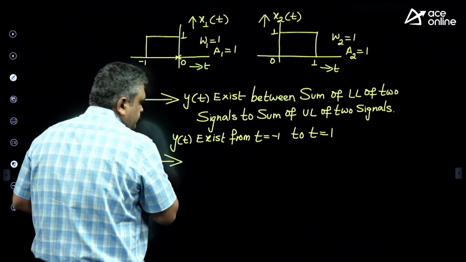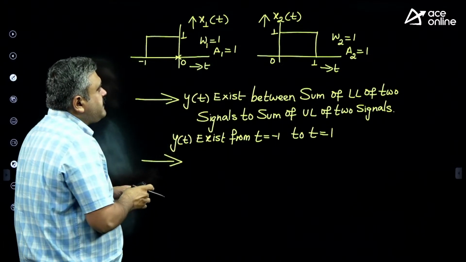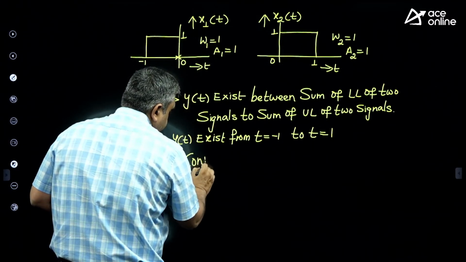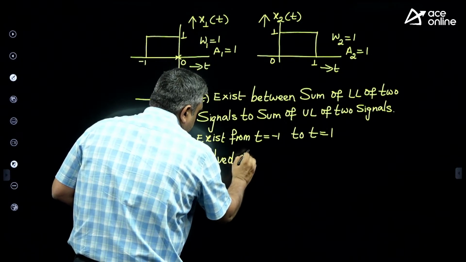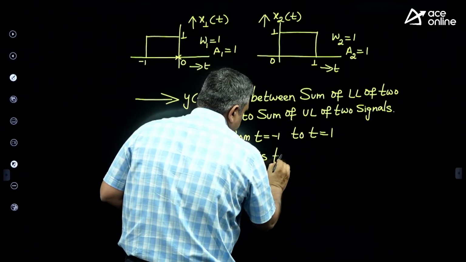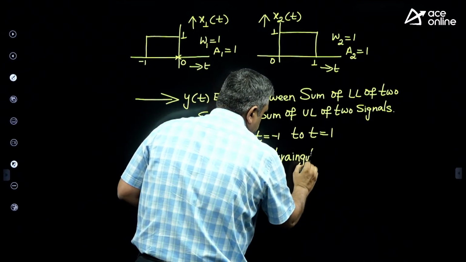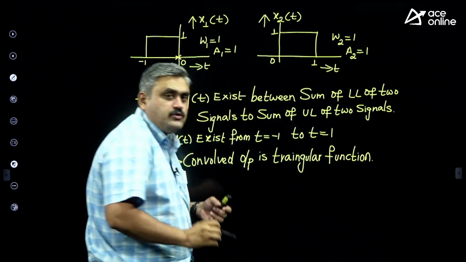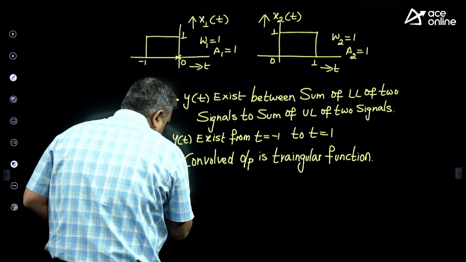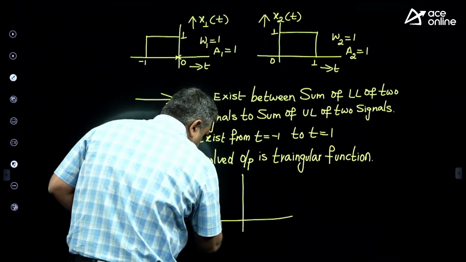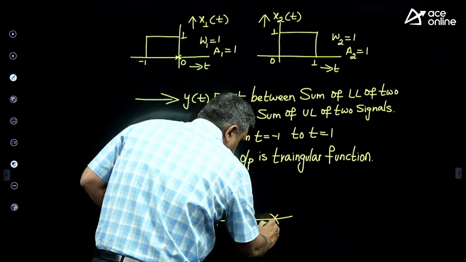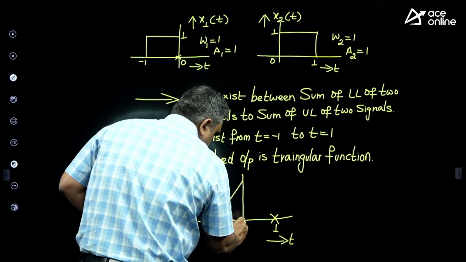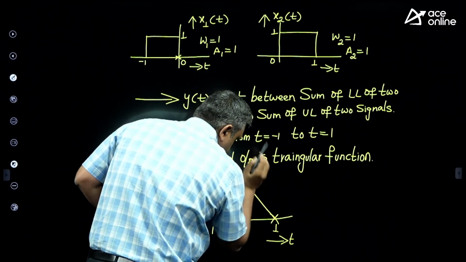Now, next important observation. When you do convolution of signals having equal width, this is having width of 1 unit, that is also having width of 1 unit, the convolved output is always a triangular function. That means the shape of your output signal is a triangular function. So you know the shape. Now, from where to where is it existing? You know it is starting at -1. You know it is ending at +1. And what is the shape? It is a triangle. So it should have a positive ramp from -1 to 0 and a negative ramp from 0 to 1. Finish.